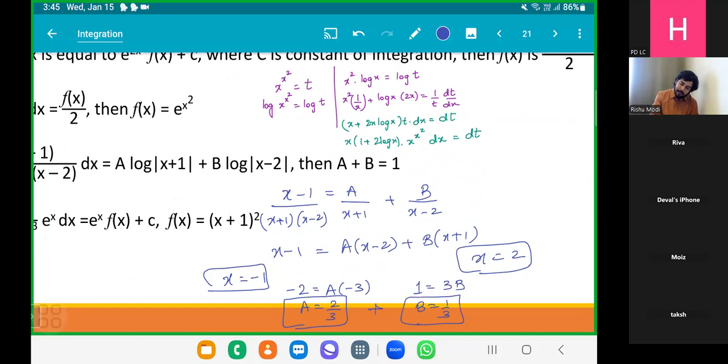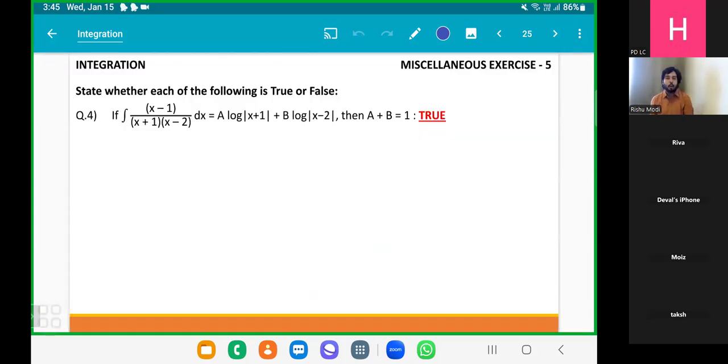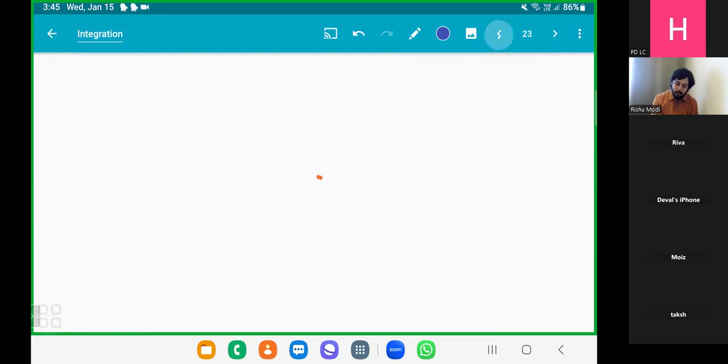And when I add these two values, 2/3 plus 1/3 will be equal to 3/3, which is 1. That means this statement is true. So my answer for the fourth one comes as true, right? Your value of A came as 2/3 and your B answer came as 1/3. The addition gave you 3/3, which is equal to 1. So the statement given is true. We go on to the last one, the fifth one.